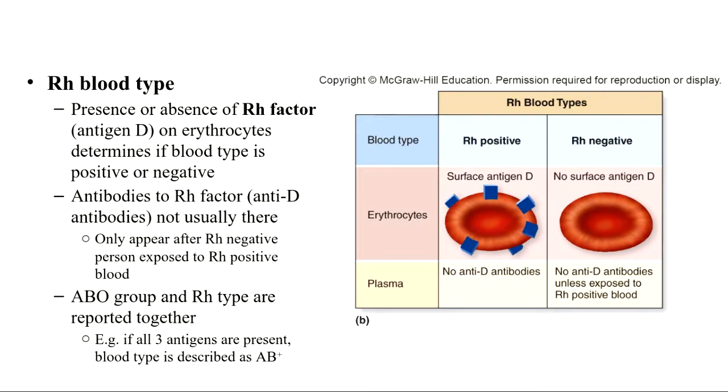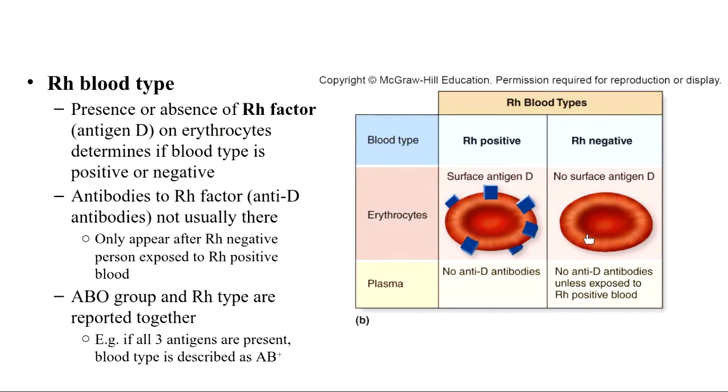People whose RBCs have Rh antigen or D antigen on the surface of their red blood cells, their Rh becomes positive. And the person who doesn't have Rh antigen or D antigen on the surface of the red blood cell, their Rh becomes negative. So we have two types of Rh. Rh positive means that we have Rh factor or D antigen on the surface of the red blood cell, and we have Rh negative when we don't have any Rh factor or D antigen on the surface of the red blood cell.